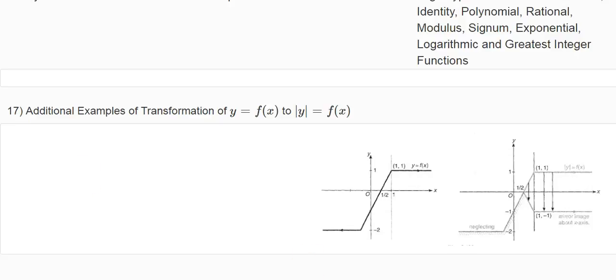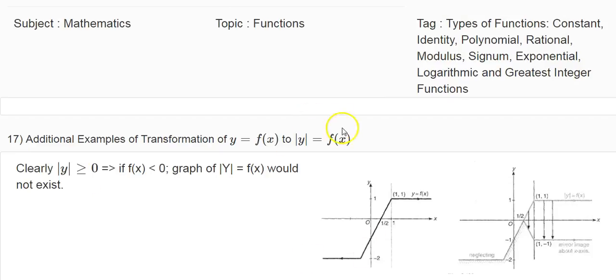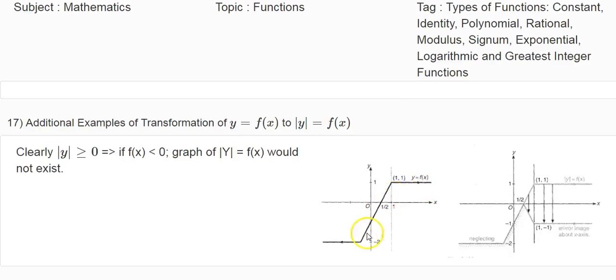Now in this case, when we are saying that we have to draw the graph of modulus of y is equal to f(x), can f(x) be negative? No, it cannot be, because it has to be equal to a modulus value. So modulus of y has to be positive. Now this is the first condition. Now if this is the graph of y is equal to f(x), then in that case the values below the x-axis, as was the case in the last one, we have to ignore these values.